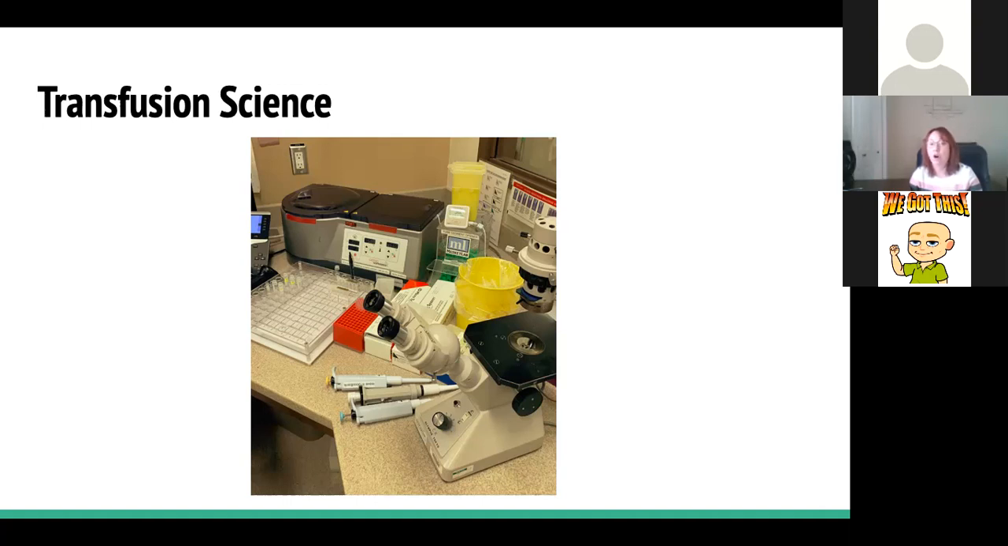So if there's been a car accident, or you have anemia, or you had a surgery and you require blood, this is the area where the testing would happen, and they would make sure that the blood is safe for you. They'll do compatibility testing. So they actually will take your blood and they will take a sample from the unit of blood and make sure that they're compatible.